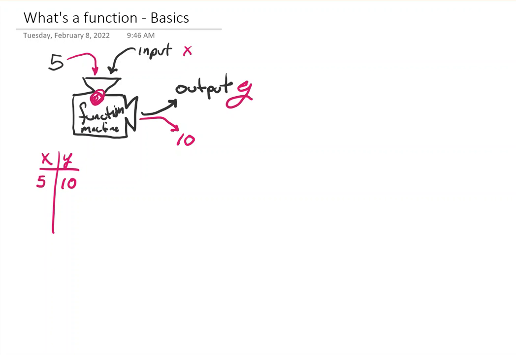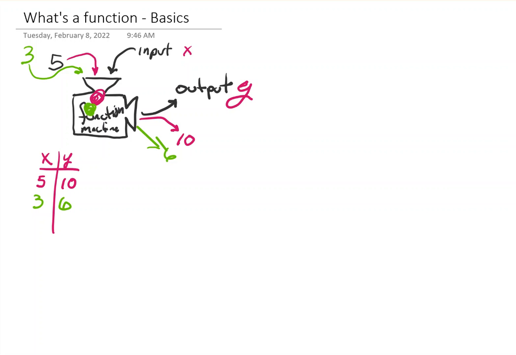So now let's pick a different number. Let me make this one green. I'm going to plug in a 3, and I want to jam that 3 into my machine. Something happens, not sure what, but look what comes out: a 6. So now I know that every time I plug in a 3, I'm going to get a 6.